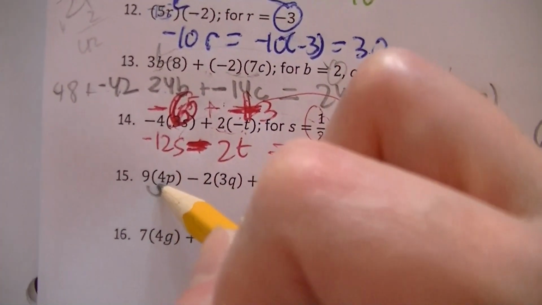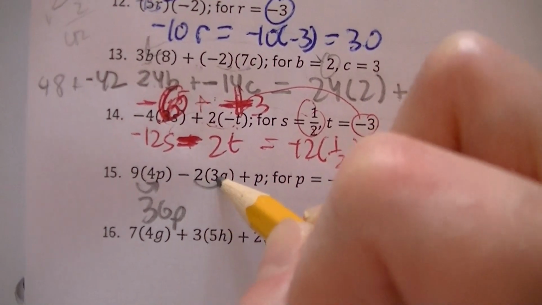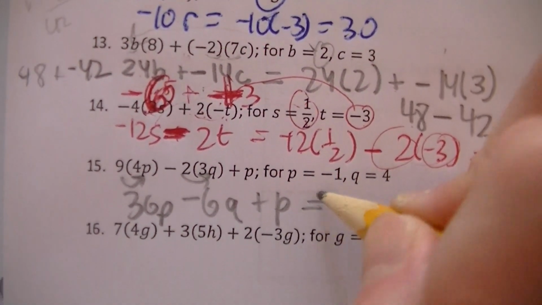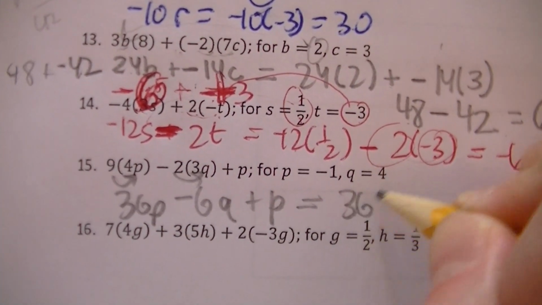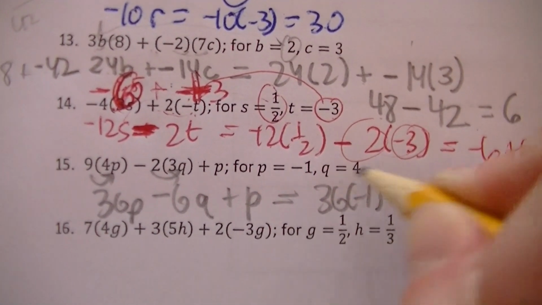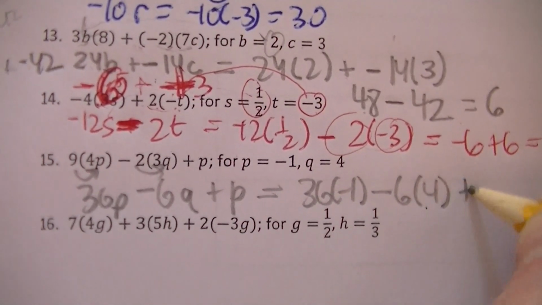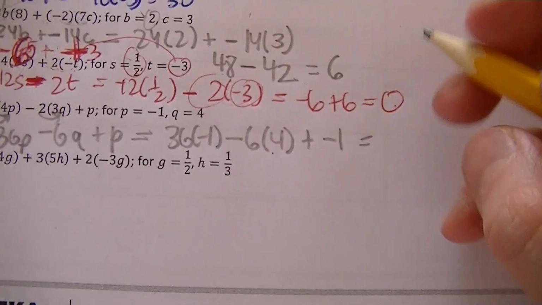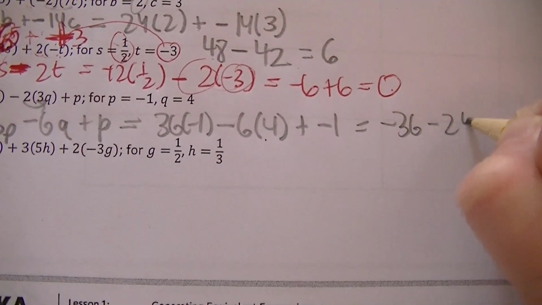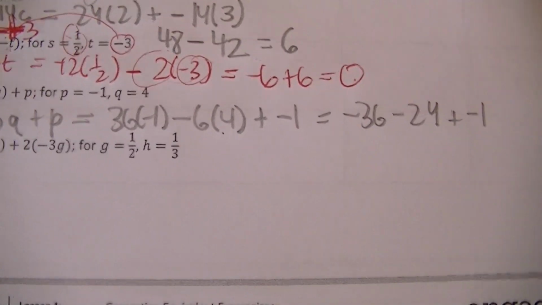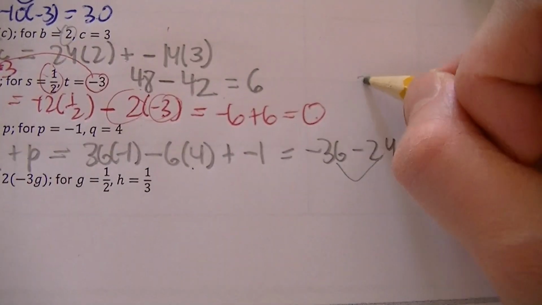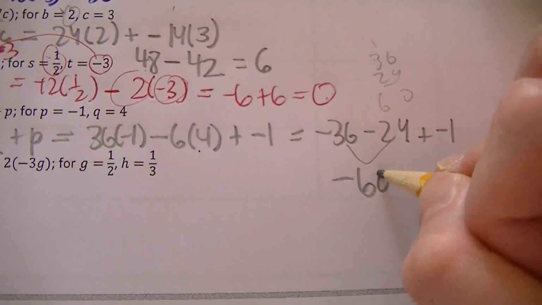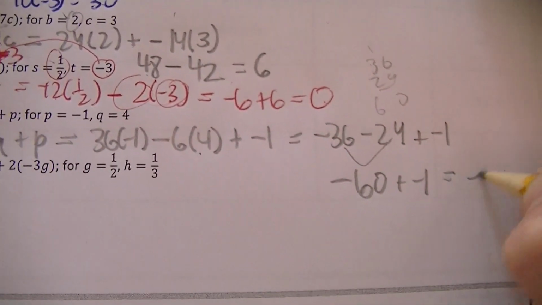Okay, this right here is 36p minus 6q plus p. So I'm just going to go ahead and substitute in 36 times p, which is negative 1, minus 6 times q, which is 4, plus p is negative 1. Okay, simplify this out. Negative 36 minus 24 plus a negative 1. So that's negative 60 plus a negative 1 is negative 61.